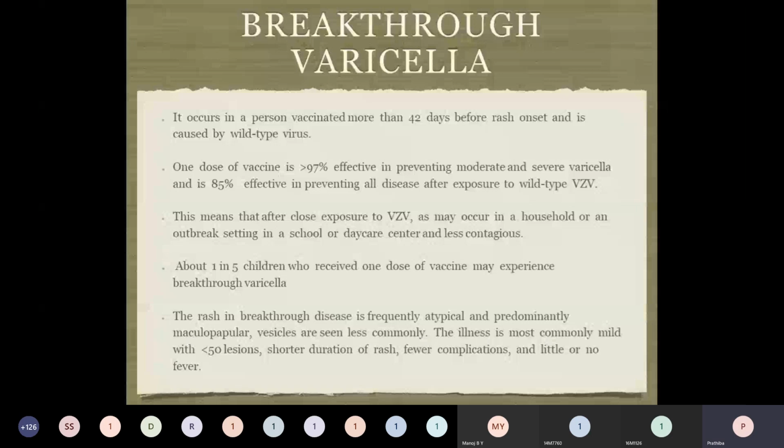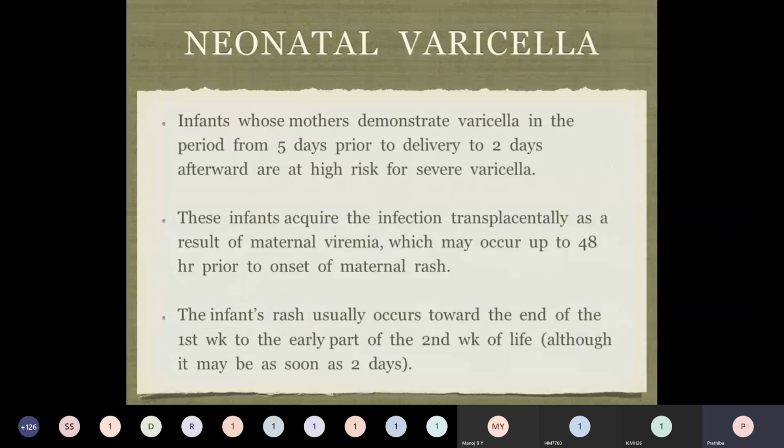The rash in breakthrough varicella disease is frequently atypical and predominantly maculopapular; vesicles are less commonly seen. The illness is most commonly with less than 50 lesions, a shorter duration of rash, fewer complications, and little or no fever.